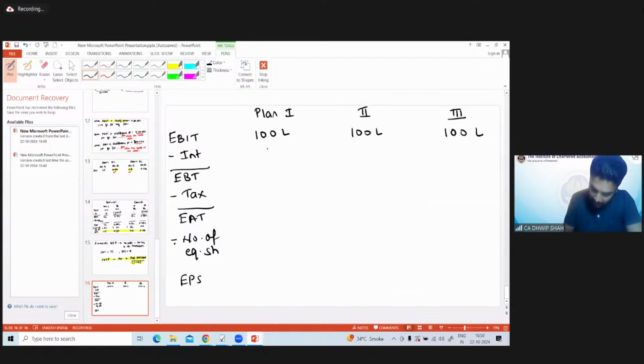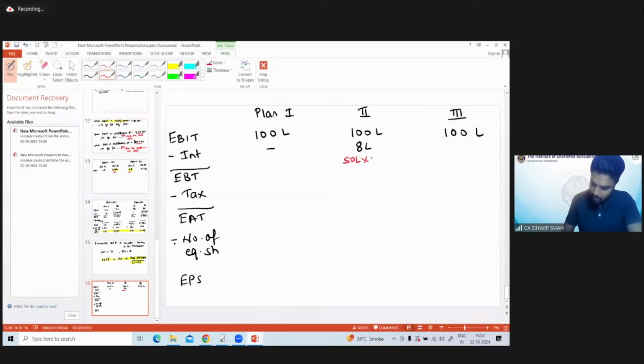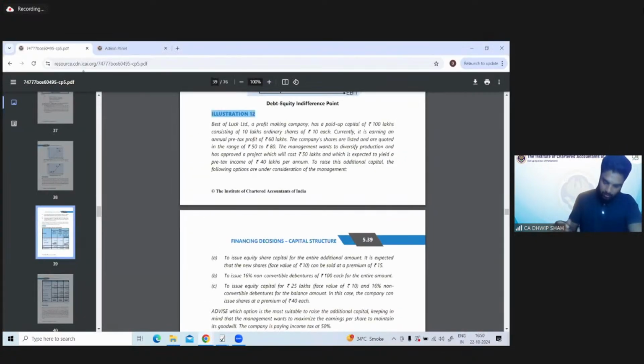So plan 1 is entire equity, so no interest. Plan 2 is entire debt, so it is 8 lakhs. How did this 8 lakhs come? It is on 50 lakhs, how much percent is given? 16%. Correct? And third, correct?